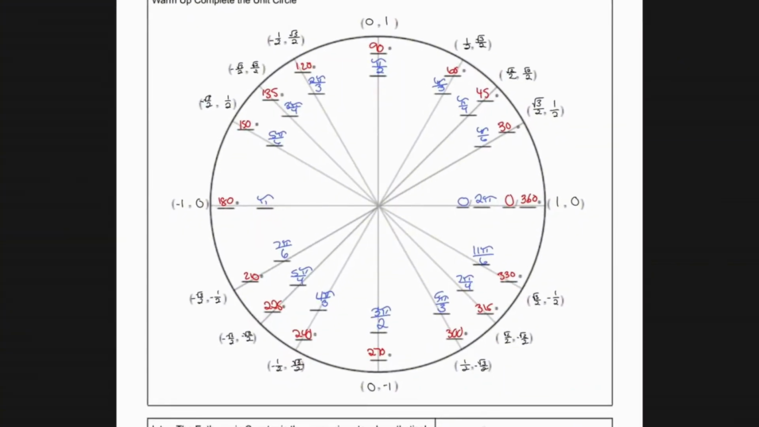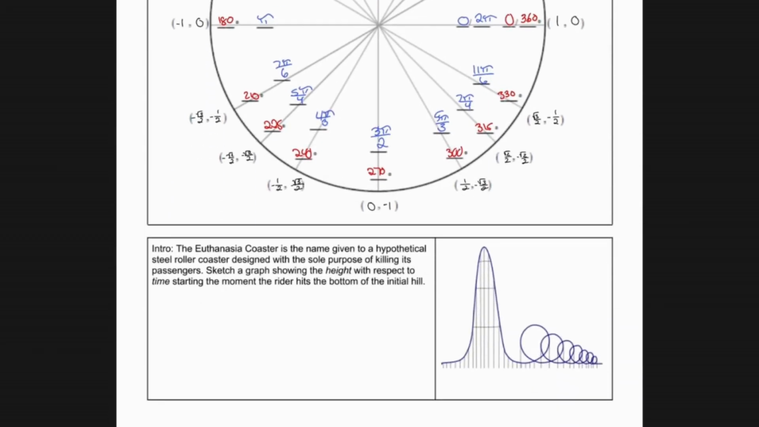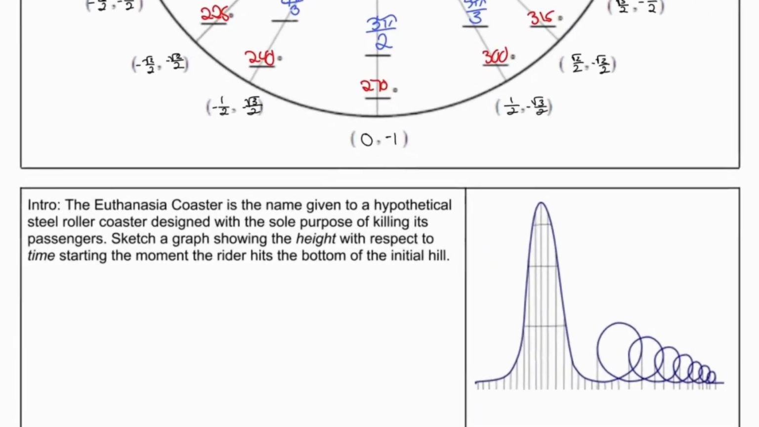So we're going to be using these values to build sine and cosine graphs, see what they look like. But again, it's very important that we feel good about the unit circle. You're going to have to memorize it. You're going to have to use it all the time.